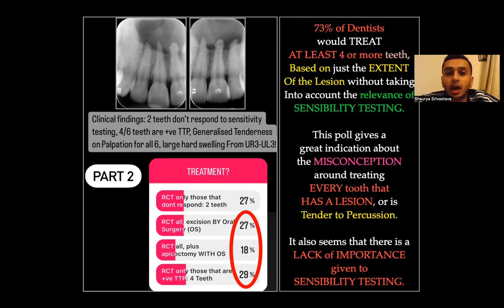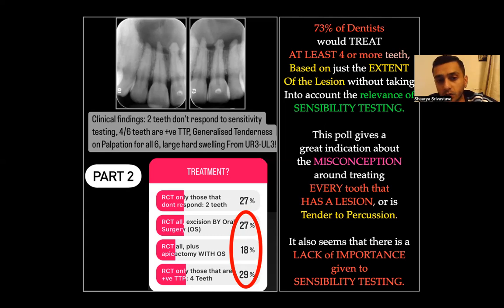73% of the dentists, and I had about 300 people vote on this. So we have a decent cohort, right? Different specialties, general dentists, specialists, all of it. So 73% of them, based on what they chose, would treat at least 4 or more teeth, okay? And if you correlate to the previous one, or also the findings, it is predominantly based on the fact that most of the teeth were tender on percussion or on palpation. Nobody took into regard that 2 teeth are responding well to sensibility testing.